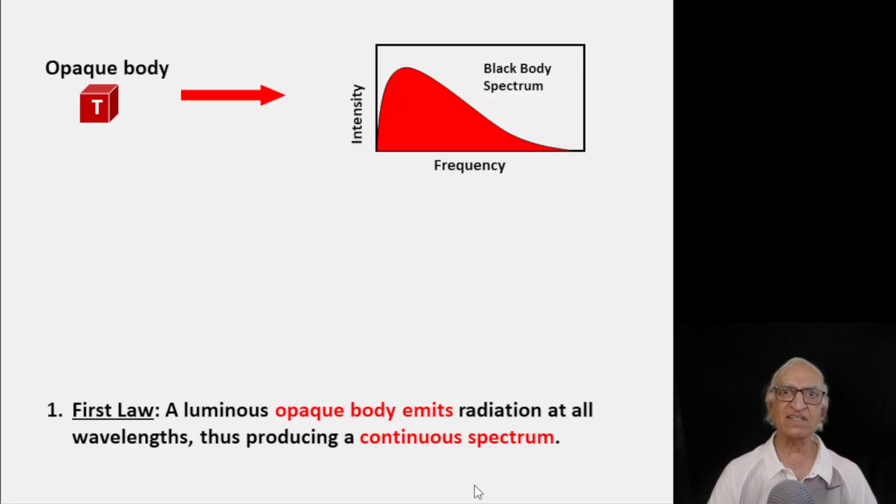There is an ancient Chinese saying that one picture is worth 10,000 words. So let us restate the laws of Kirchhoff. The first law states that a luminous opaque body emits radiation at all wavelengths, thus producing a continuous spectrum, which is of course the black body spectrum.